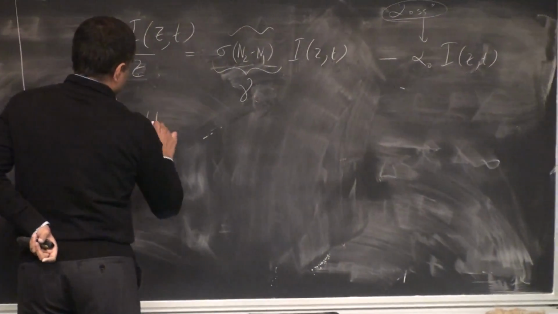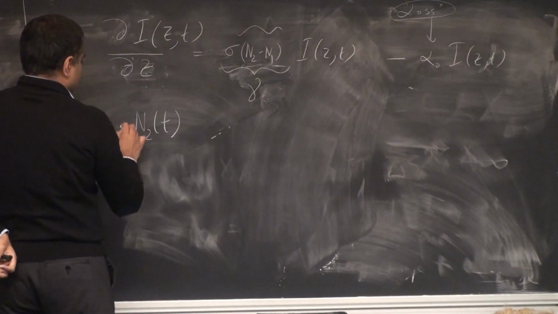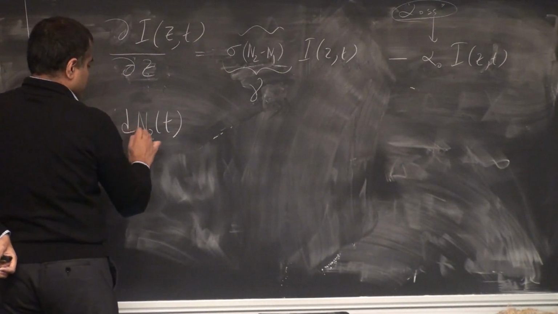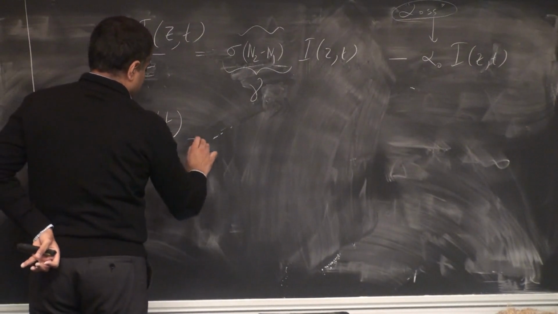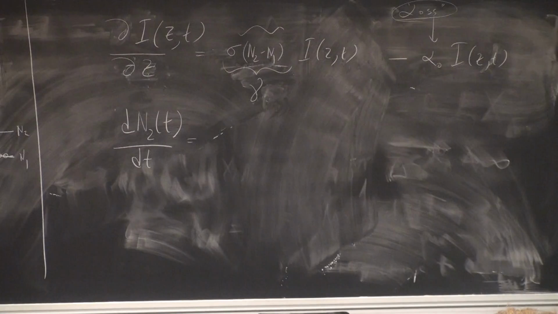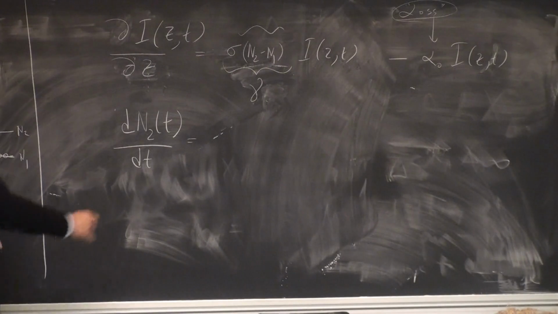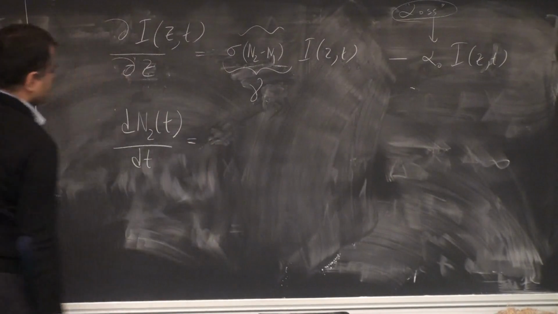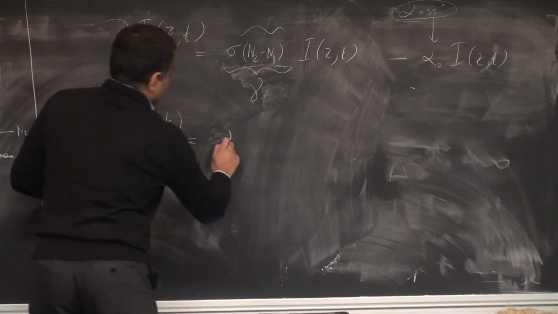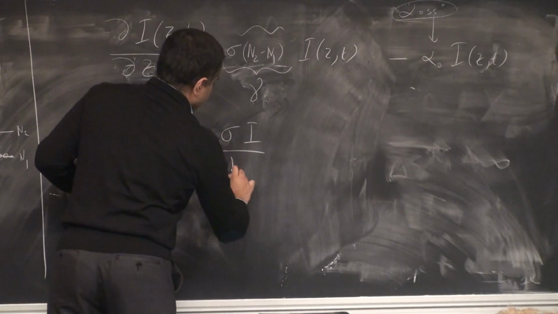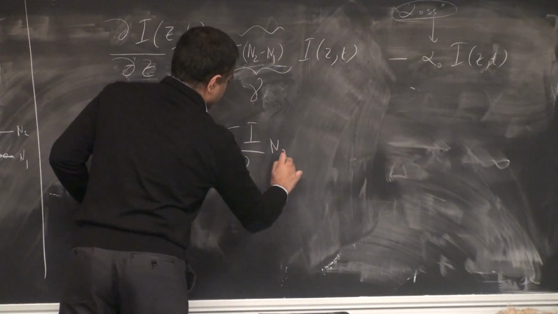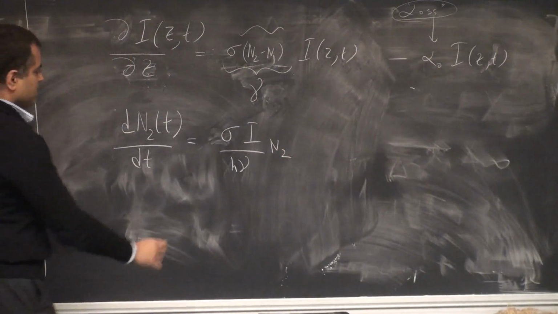A good place to start is to say that I do know how N2 is going to change with time. That's going back to your effective Einstein equation, the modified Einstein rate equations. So there you get what? Sigma I over h nu, times N2 minus N1.